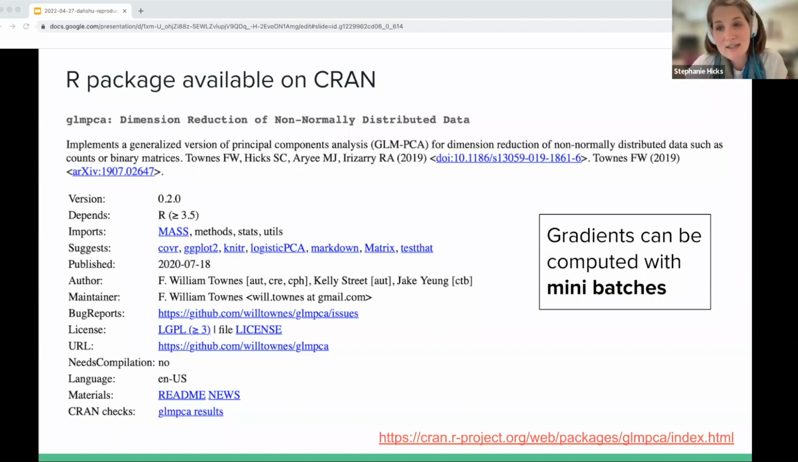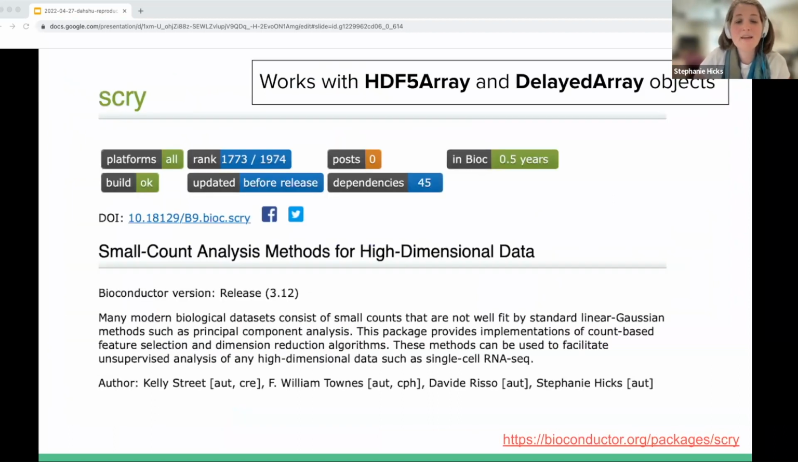This is a package that can be used for principal components analysis for any kind of count data. It was motivated by the use of single cell, but that's why it's in CRAN and not in Bioconductor, because it was designed really for anybody who wants to do dimensionality reduction with counts. And then there is a Bioconductor implementation as well called scRNA.